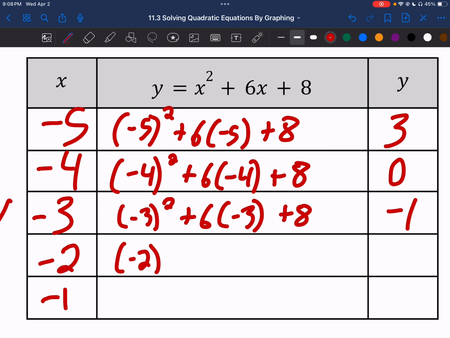Negative 2 squared plus 6 times negative 2 plus 8. Negative 2 squared is 4. Minus 12 is negative 8, plus 8 is 0.